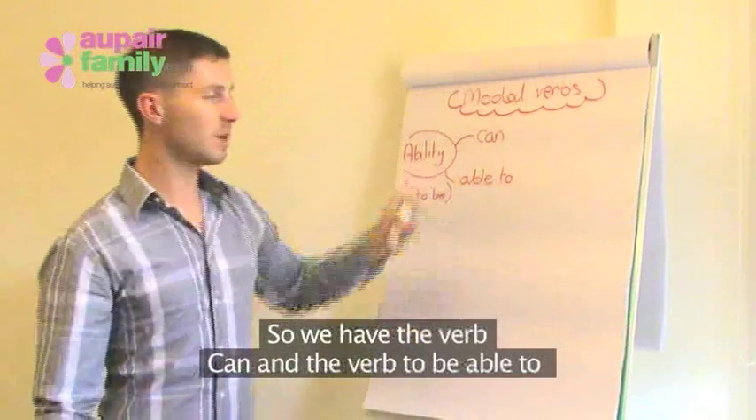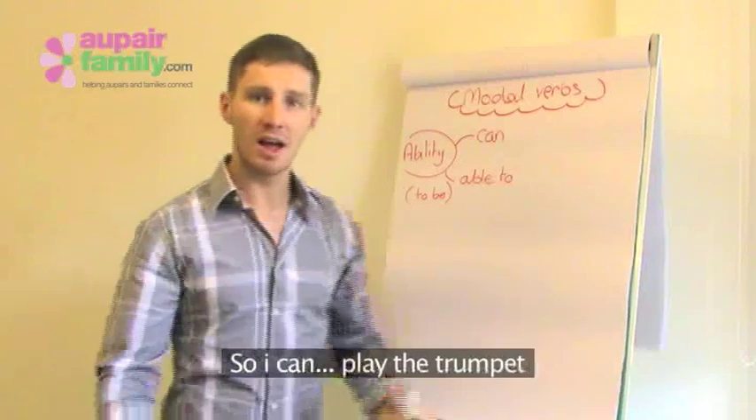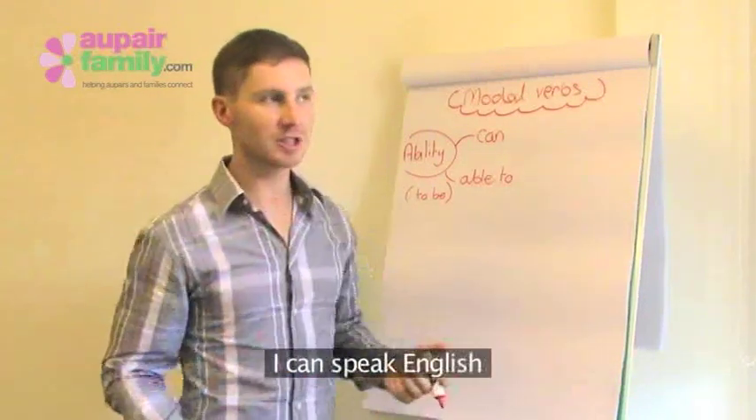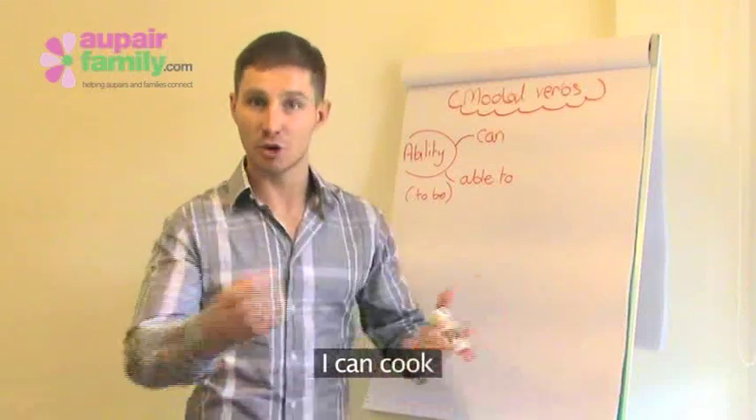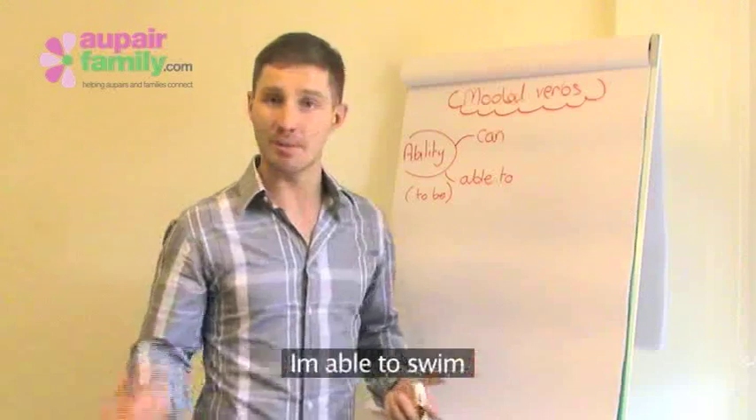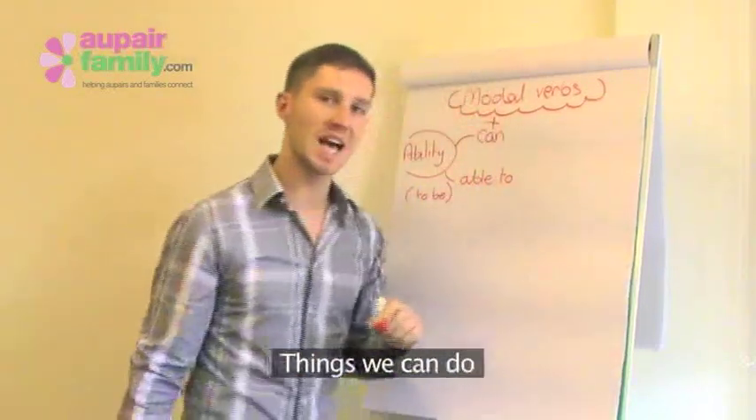So we have the verb can and the verb to be able to. So I can play the trumpet, I can speak English, I can cook, I'm able to play sports, I'm able to swim. So these are positive, things that we can do.